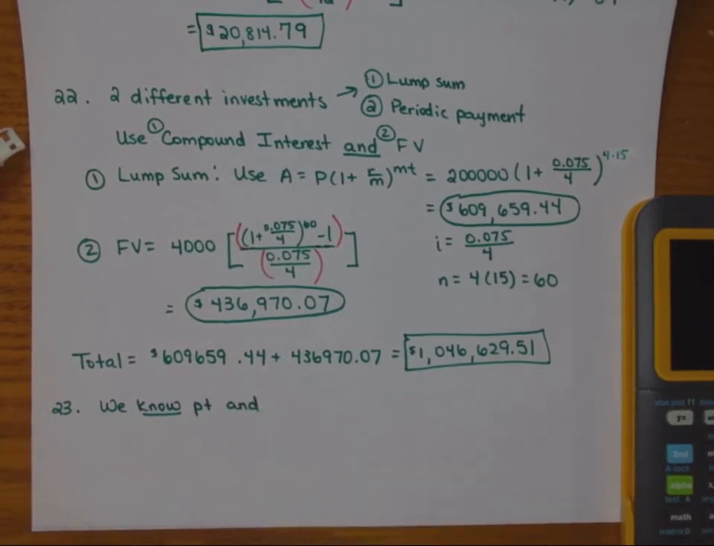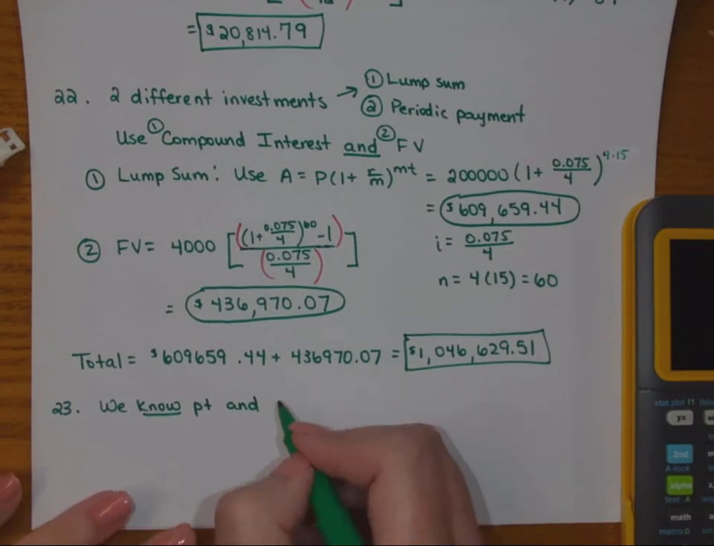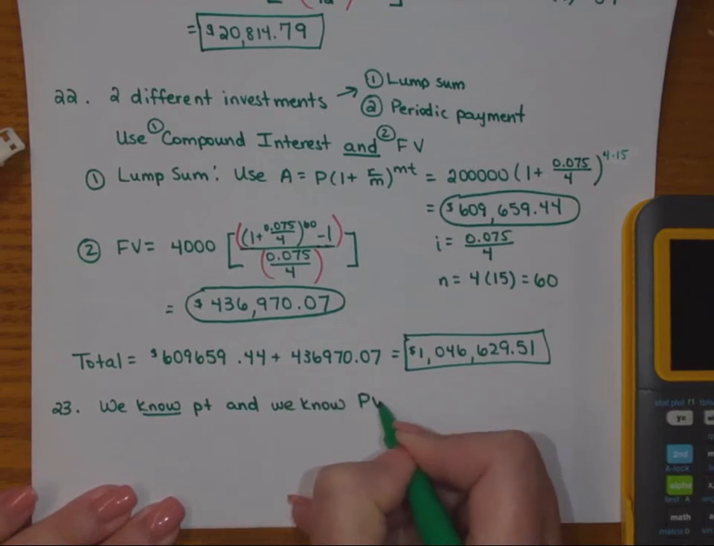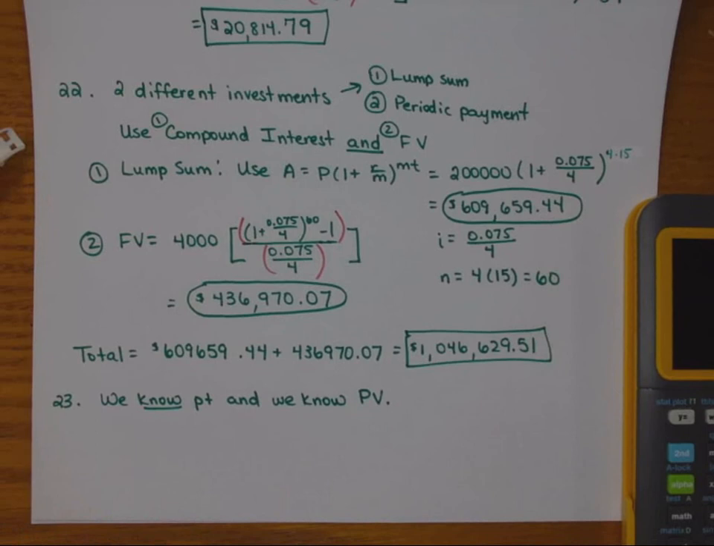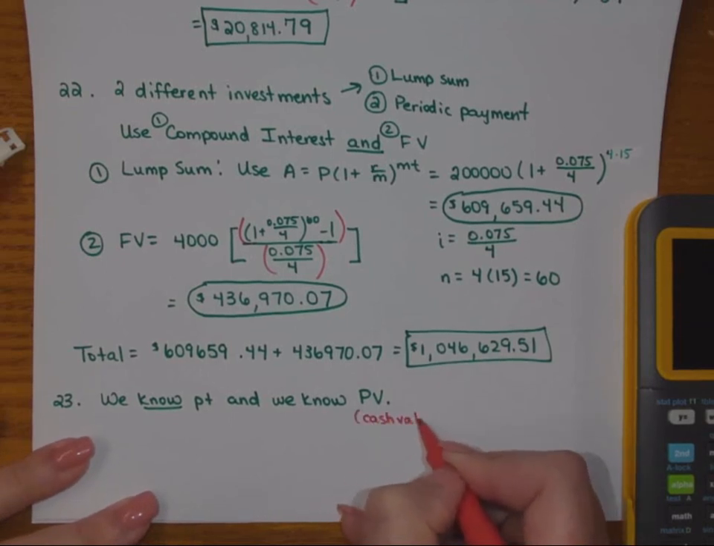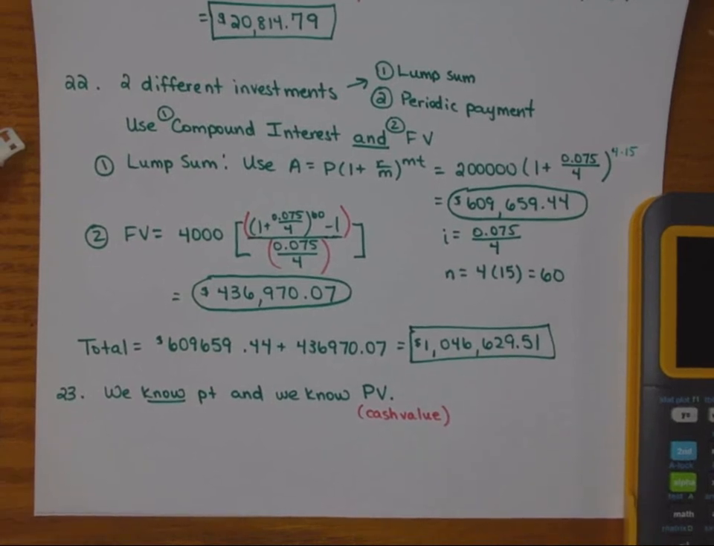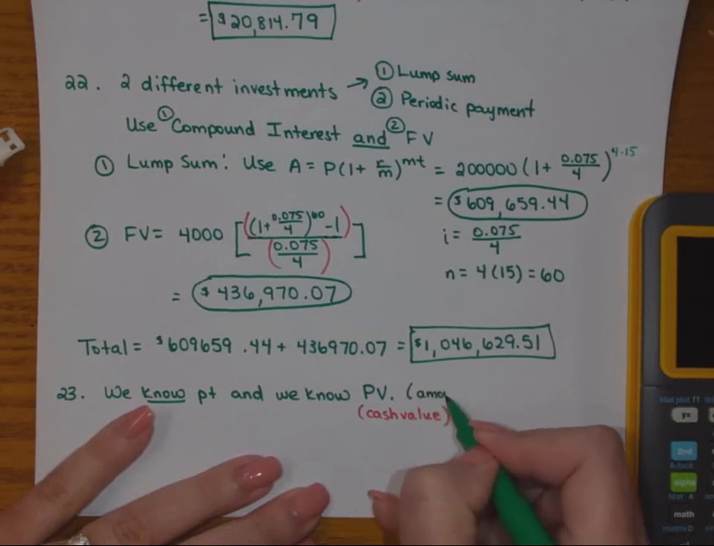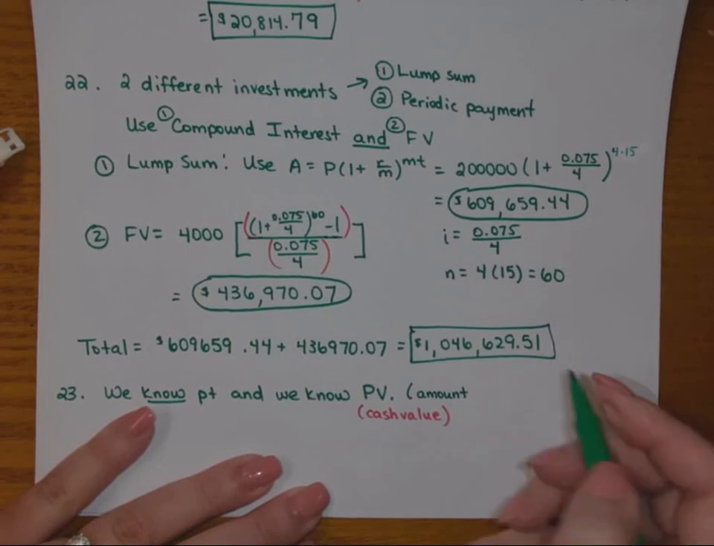And we know the cash price of the car, right? So what that means is we know present value. We actually don't know future value. Future value would be the amount we would pay with interest, and we really only know the sticker price of the car. So anytime you see the term cash value or sticker price or anything like that, that means the price before interest. Notice this amount doesn't include interest yet.